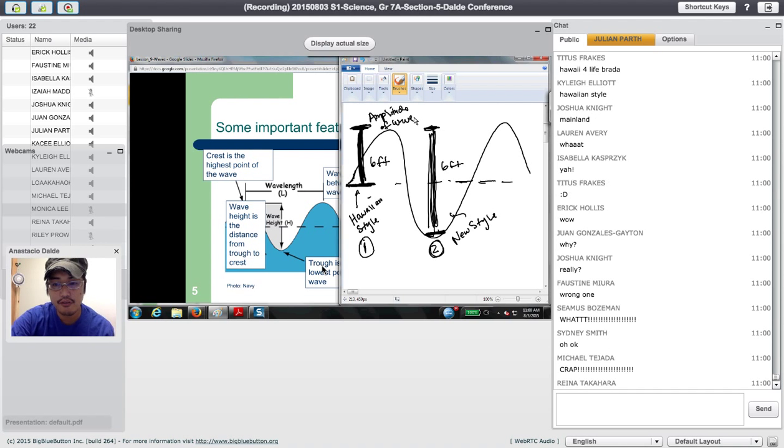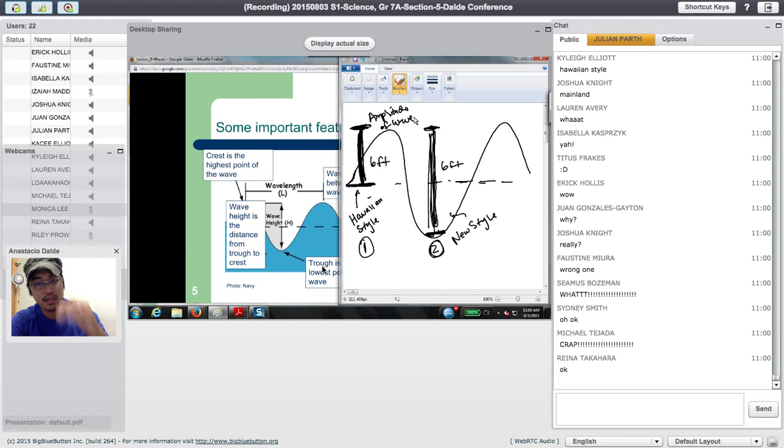And so if I tell you to measure the amplitude of the wave, I want you to measure from the middle to the top, or the middle to the bottom. It's the same number.